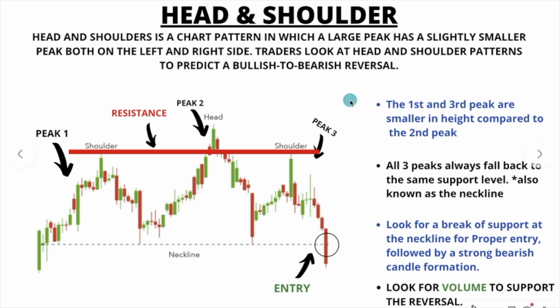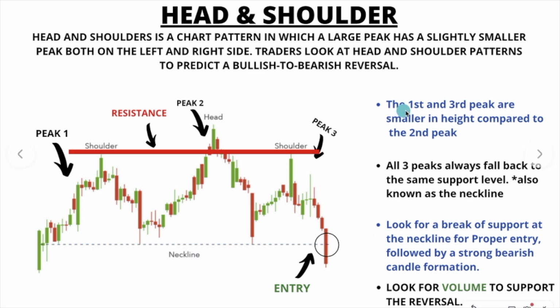Looking at the head and shoulder here, the first thing I did mention is that it has three peaks. It'll have a shoulder on the left side, a head in the middle, and then a second shoulder to the right. So you have three peaks. Between the three peaks, you will have a resistance level, which you usually find between the two shoulders. Those are usually where price gets rejected the most.